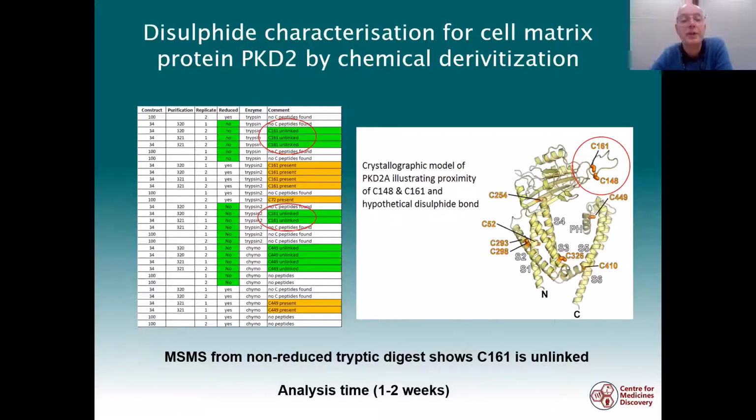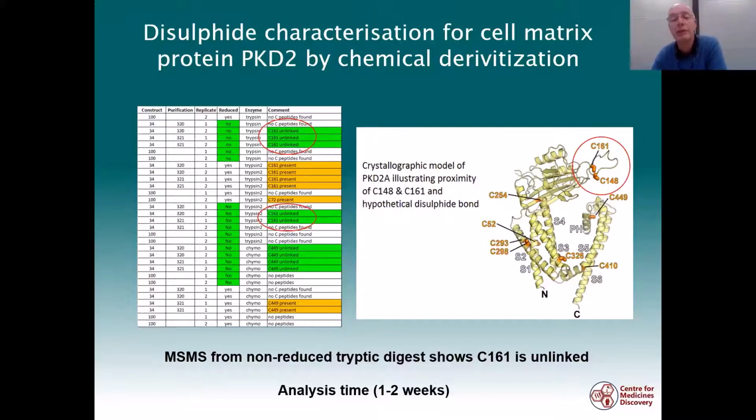We did a number of different digests using different proteases. We weren't able to get full coverage of PKD2A, but we were able to get coverage on the part of interest. And here we were able to determine that this linkage, C161, is actually unlinked. So the MSMS from non-reduced tryptic digest shows that cysteine 161 is unlinked. Now that analysis took quite a long time. We had to use different enzymes and several MSMS analyses.